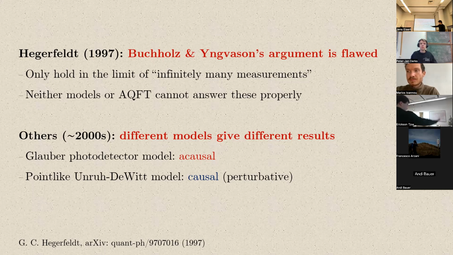And the fight goes on until 2000. People decided that this argument is sort of not very good. So people start to go back to specific models and check if it is causal or not. And one thing they understood in the early 2000s was that if you use this thing called the Glauber photodetector model, it is acausal. And it has to do with the fact that there is a rotating wave approximation built in.